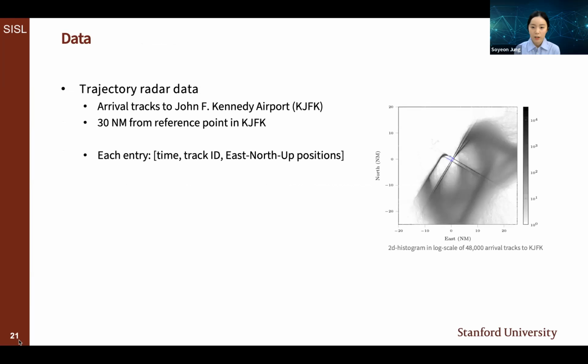In this work, two kinds of data are involved. First, we have the trajectory radar data. I used arrival flight tracks to John F. Kennedy Airport, and the scope is 30 nautical miles from the airport. I converted the data so that each entry consists of time, track ID, and the local east-north-up positions. The figure shows a 2D histogram of the arrival tracks to all runways of JFK.